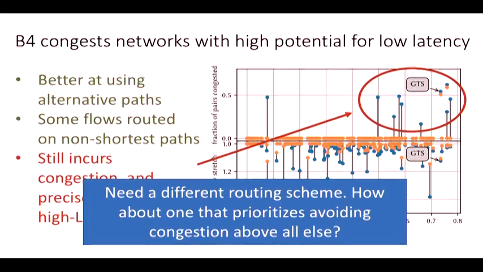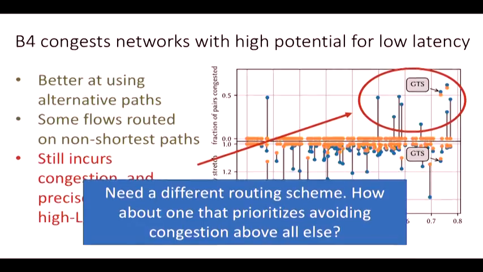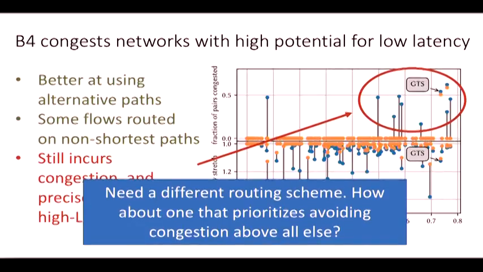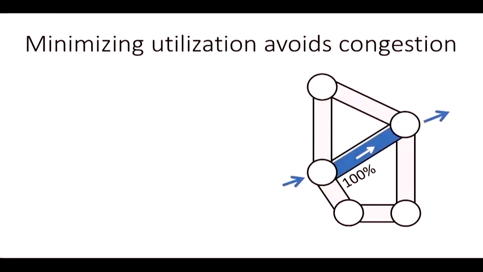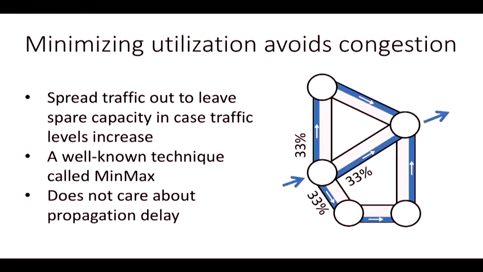Clearly we need a different routing scheme. If we're so afraid of congestion, how about picking a routing scheme that just prioritizes avoiding congestion above everything else? How are we going to do that? Here we have a simple example where an aggregate fits on the shortest path. What we're going to do is just spread it out as much as possible. So we're going to spread traffic out to leave spare capacity in case traffic levels increase. And this is a well-known technique known as min-max. Now, notice that this technique does not really care about propagation delay.